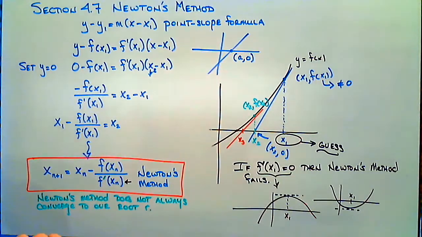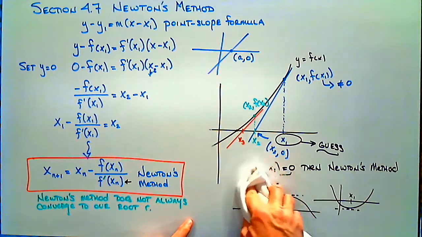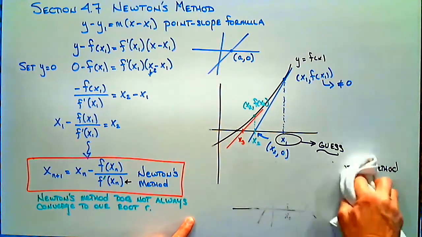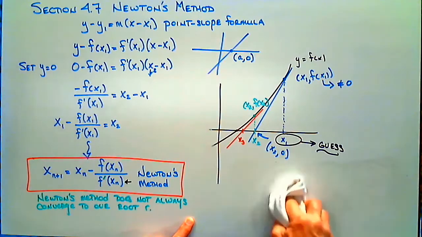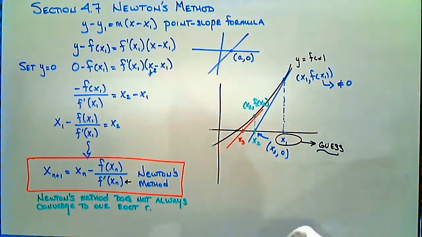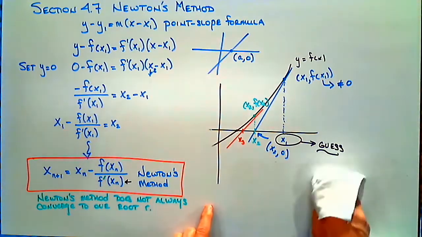Now, what is another opportunity for Newton's method to let us down? What would be yet another opportunity for us to be working on Newton's method and Newton's method says, oh, I'm sorry, I'm not working for you right now.